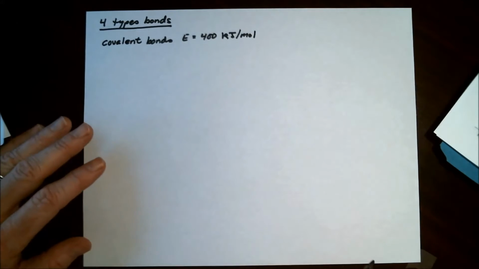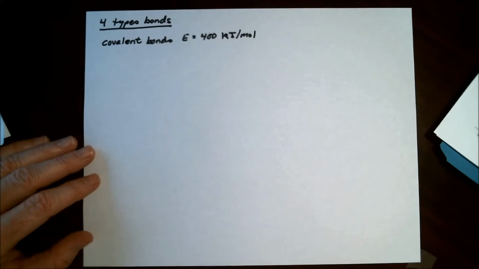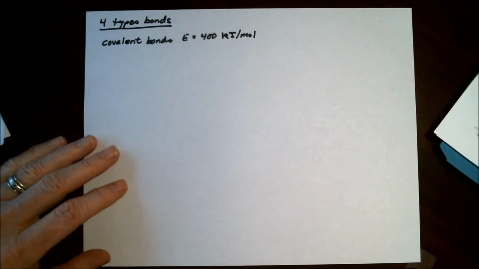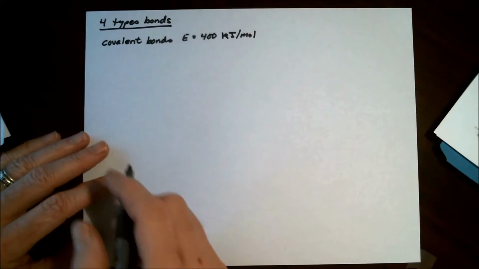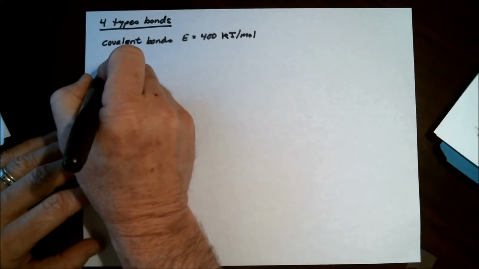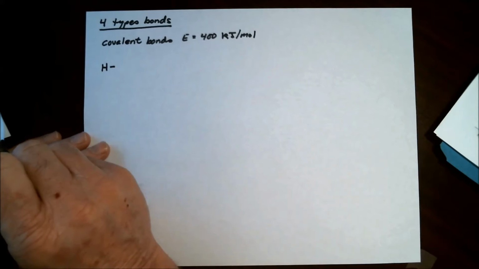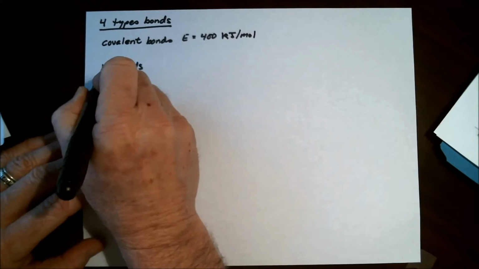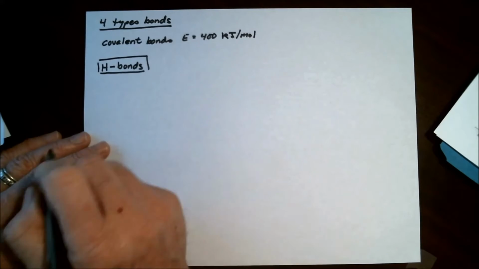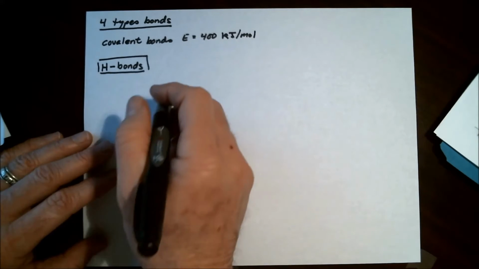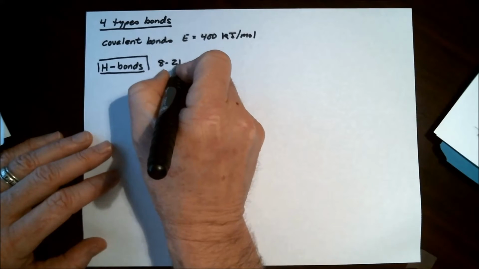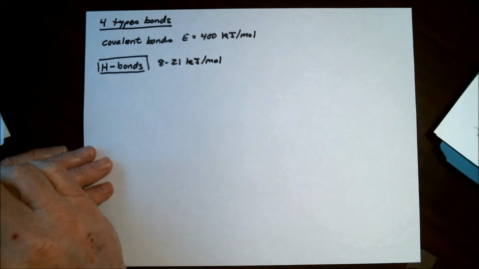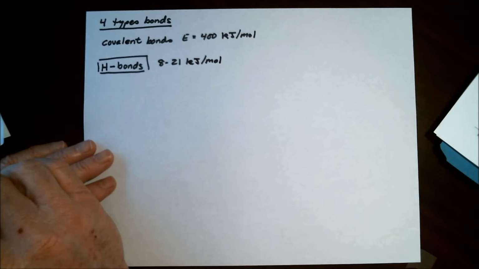These types of bonds, of course, are important for structure in biochemistry, but for transient interactions, they're just too strong to overcome. So we have other types of bonds that are often more important for biochemical reactions. The first one are hydrogen bonds. Hydrogen bonds have an energy of 8 to 21 kilojoules per mole. And these are very fleeting transient interactions.